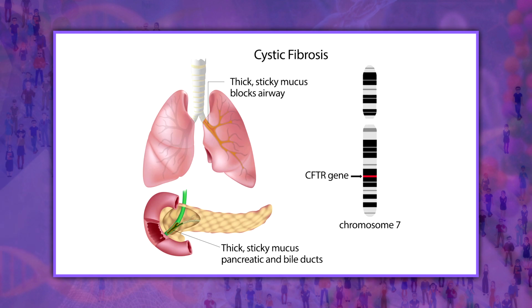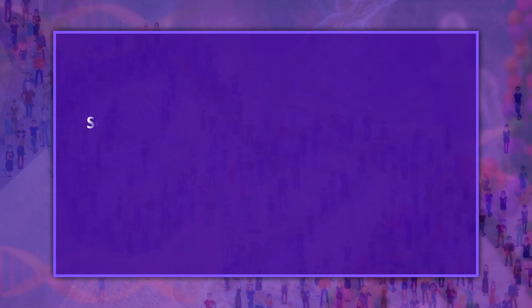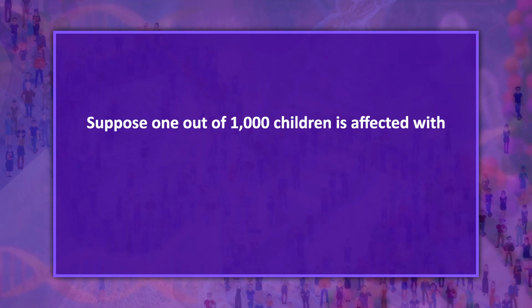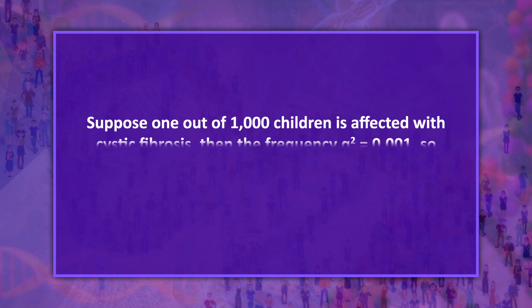If the aa genotype expresses a harmful phenotype such as cystic fibrosis, then the proportion of affected individuals in the population would be q square, and the frequency of the heterozygous carriers of the recessive allele would be 2pq. To simplify this concept, suppose 1 out of 1,000 children is affected with cystic fibrosis.